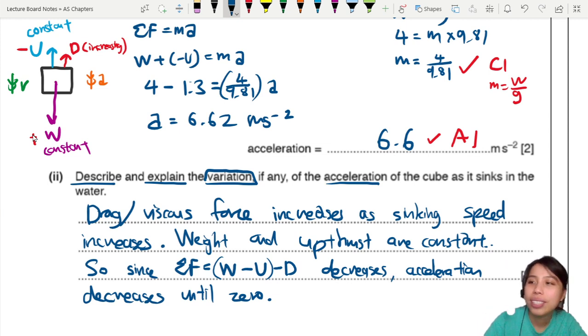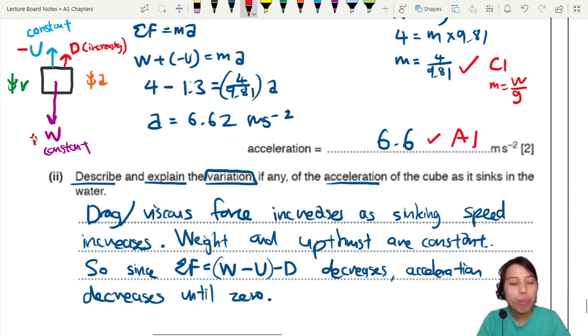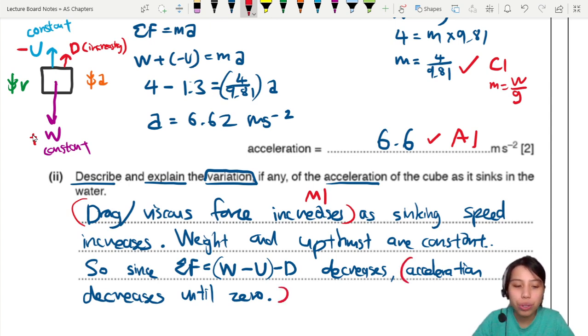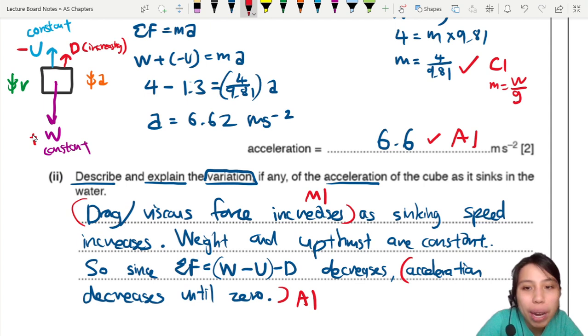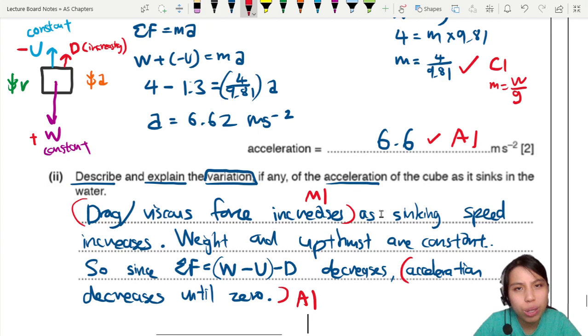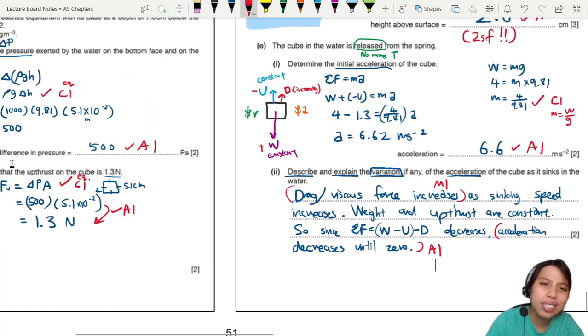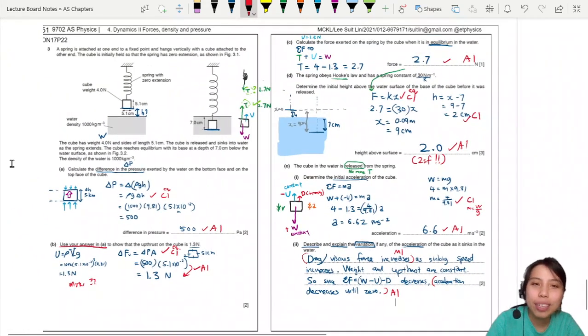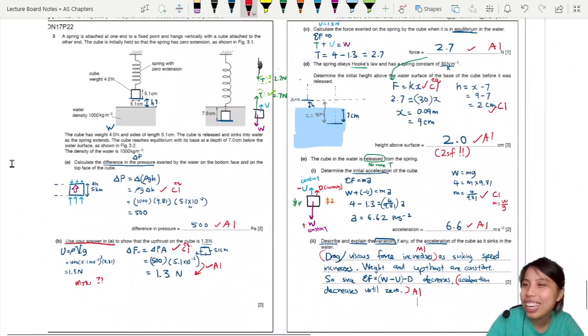Okay, so we got our main ideas here. The 2 main ideas. The first one is if you talk about the drag force increases with speed. This is M1. Then you say acceleration will decrease to 0. This is the A1. Okay, the weight and upthrust, that one in between, I just threw it in for extra good measure. Who knows, maybe got mark there. If this 3-mark question, confirm the third one will be from this idea of net force and weight and upthrust. So this is how you can explain. Quite an interesting question. Go look at it again. Take some time to brain it and try it again if you need to understand a little bit better.